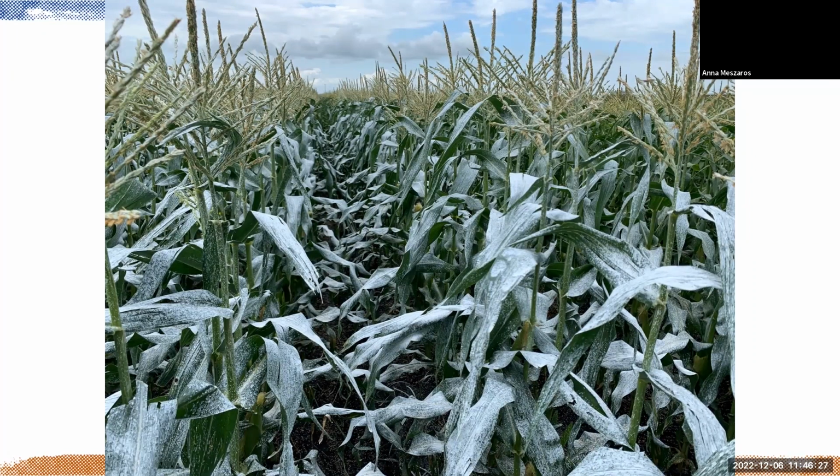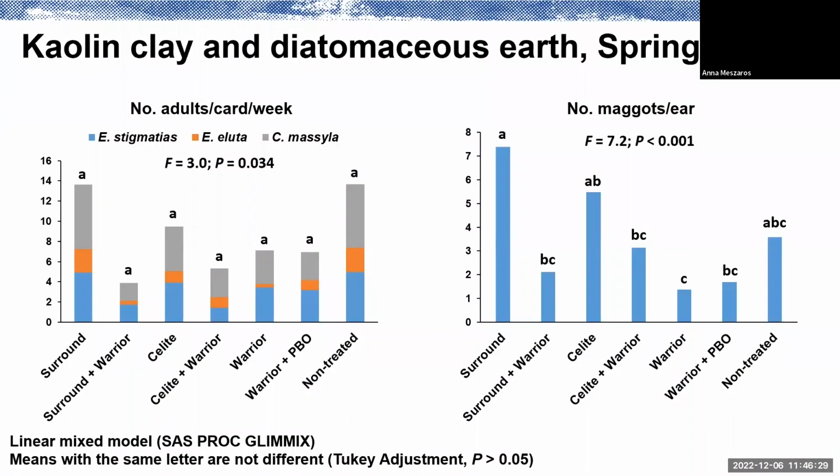So how did it work? Well, that was a little disappointing. And that happens a lot with seal flies, unfortunately. So you see here, I'm reporting the number of adults per card per week. And these are the different treatments. And again, the different species here.